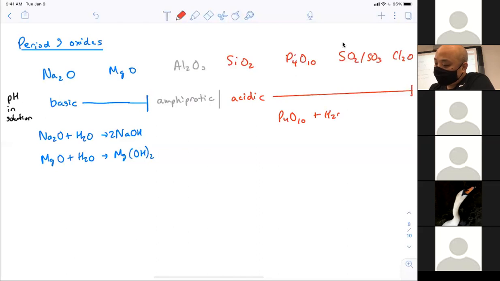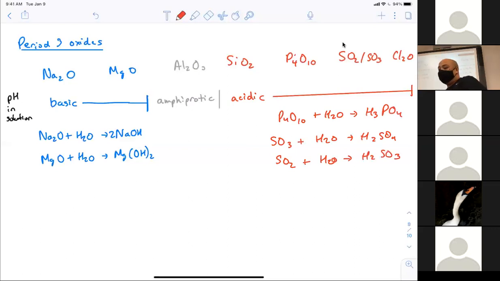P4O10 with water makes phosphoric acid. And SO3 plus water makes sulfuric. And SO2 with water makes sulfurous. So you do need to know those reactions to justify those.